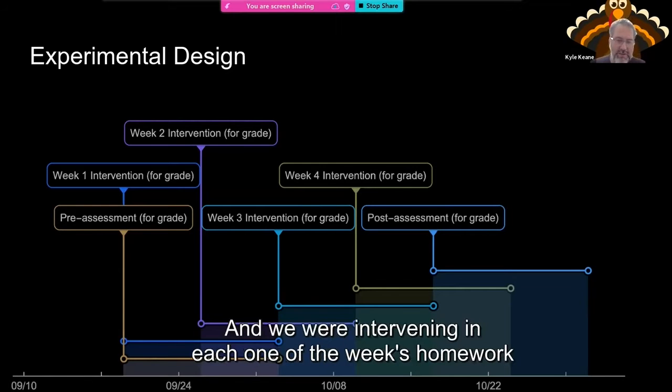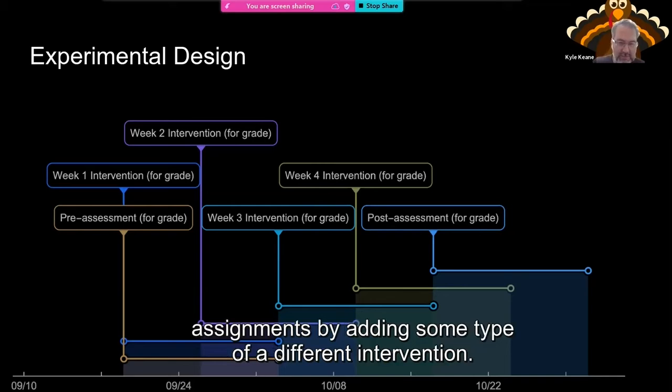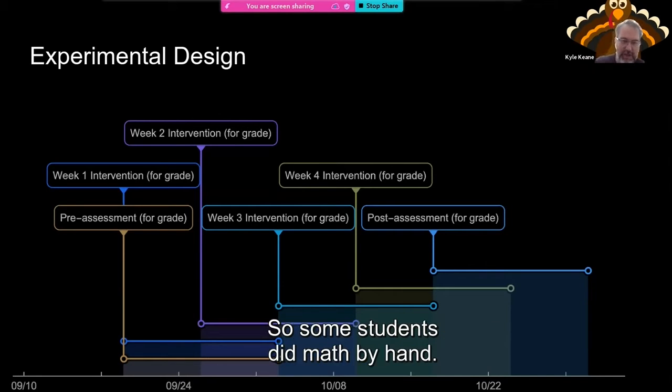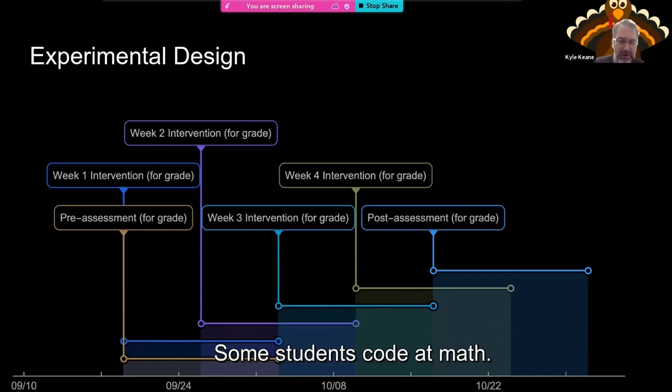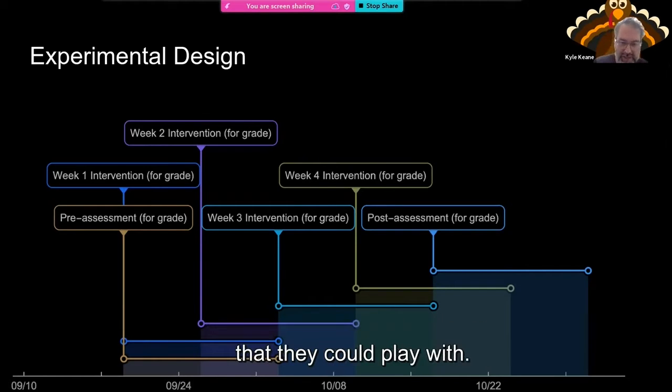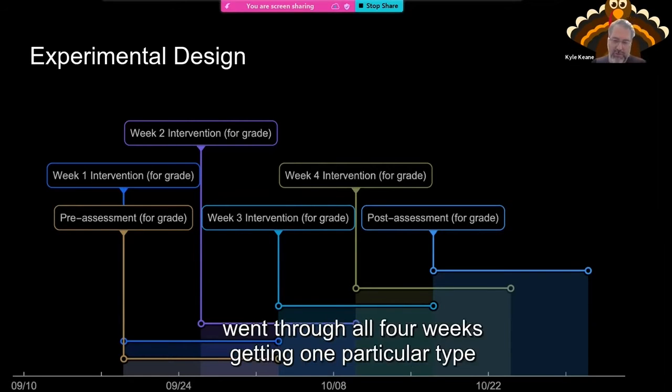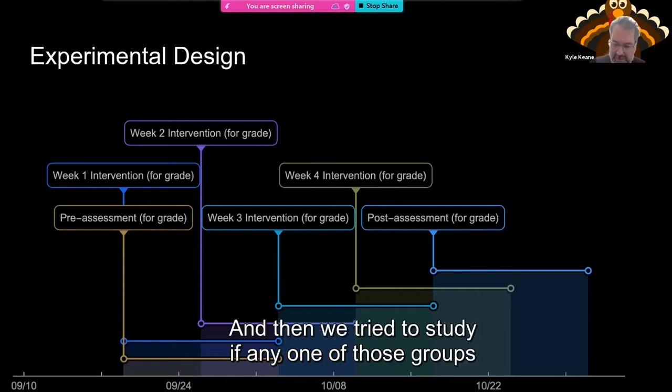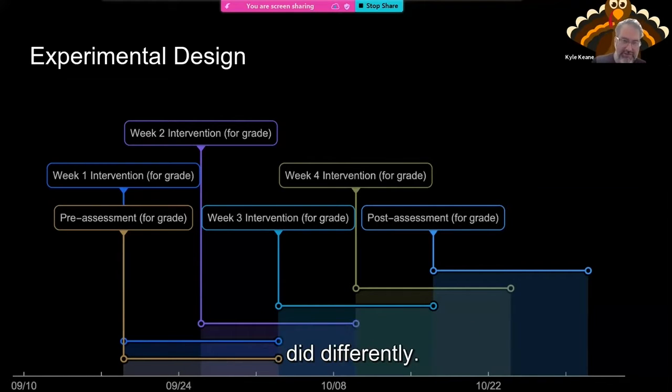And we were intervening in each one of the week's homework assignments by adding some type of a different intervention. So some students did math by hand, some students coded math, some students were given interactive visualizations that they could play with. And we cohorted them, we added them into a group, and they went through all 4 weeks getting one particular type of intervention. And then we tried to study if any one of those groups did differently.